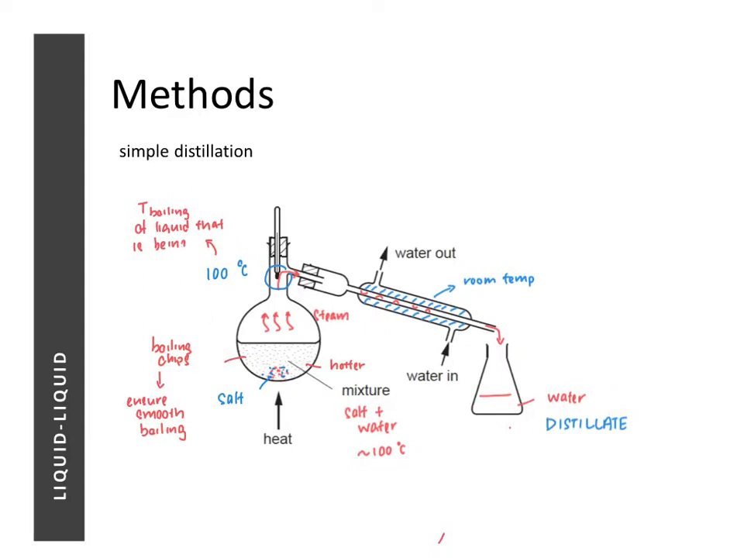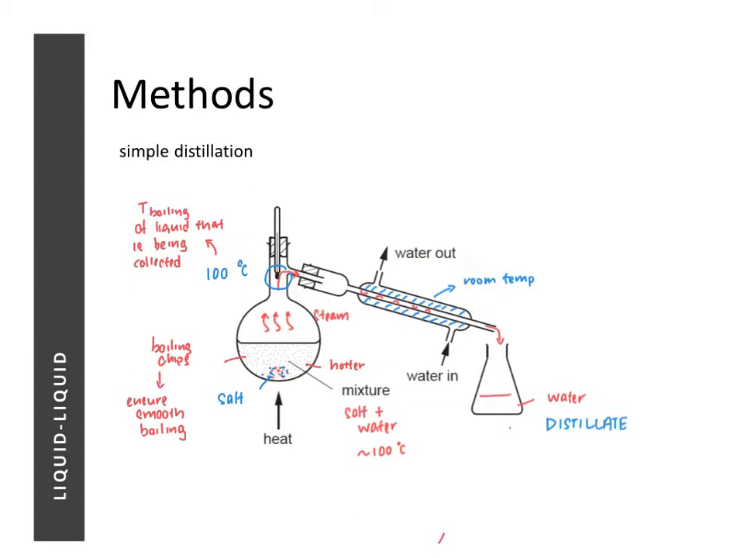And once we know the boiling point of the liquid that's being collected, it will allow us to know what the liquid is. For example, if the temperature registers 100 degrees Celsius when the liquid is being collected, it tells us that the liquid being collected is actually water.